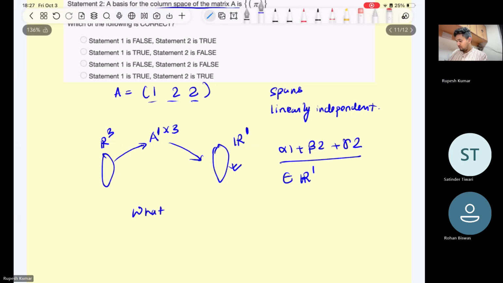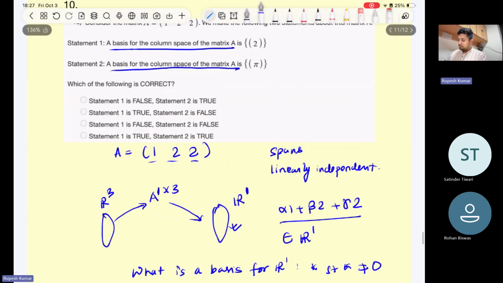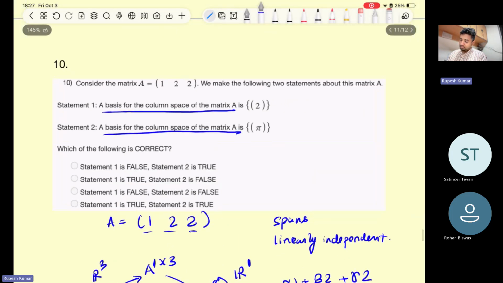Anyone? Any non-zero real number. Right. Basis for R1 can be a value k such that k is not equal to 0. Now let's go ahead and look at the options. Statement 1: a basis for the column space of matrix A is 2, a vector containing 2. Statement 2: a basis for the column space of matrix A is pi.